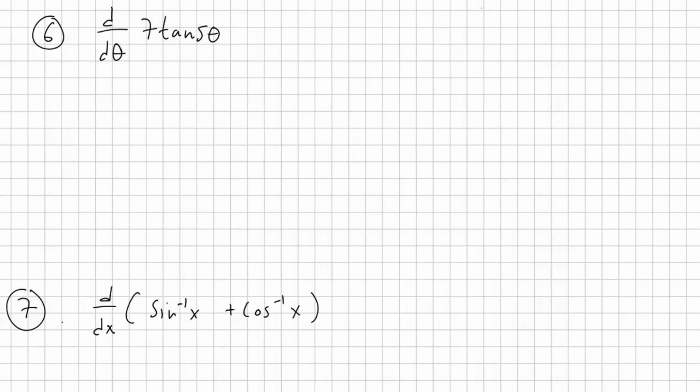Now let's take the derivative of 7 tan 5 theta. This looks like I should use chain rule. So I'm going to set my y equal to 7 tan u, right? And my u, in this case, is going to be equal to 5 theta. There we go, so I've got u equals 5 theta.